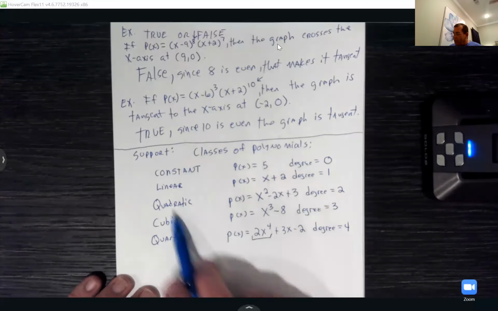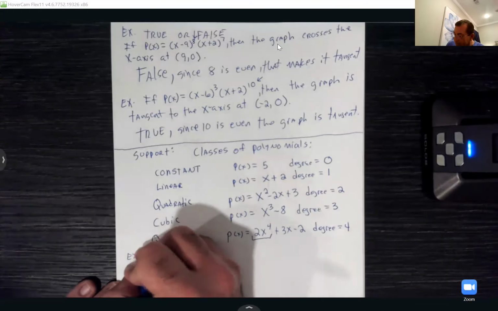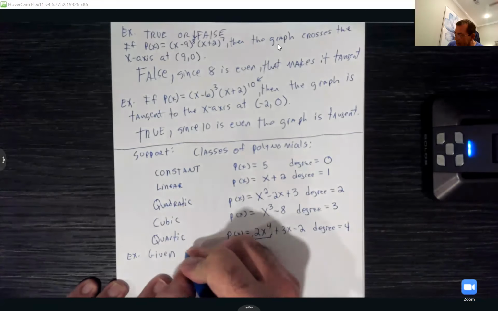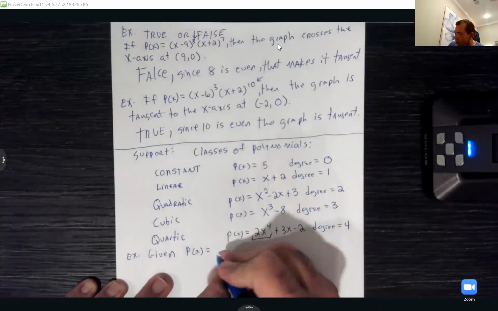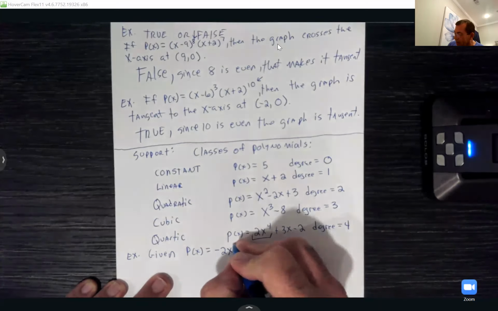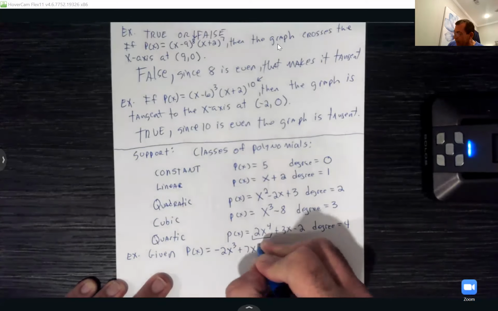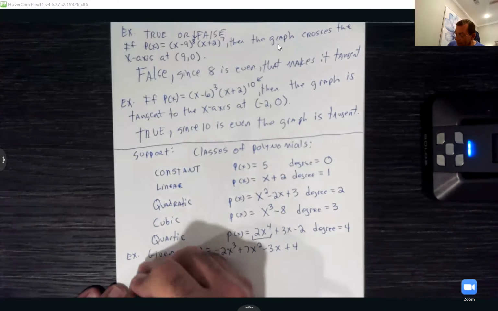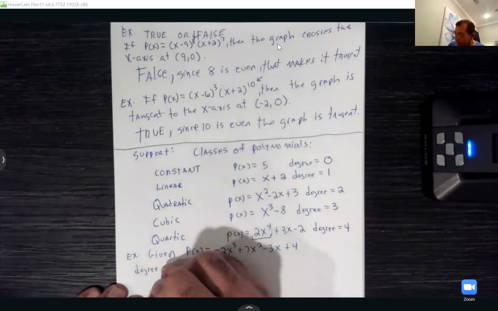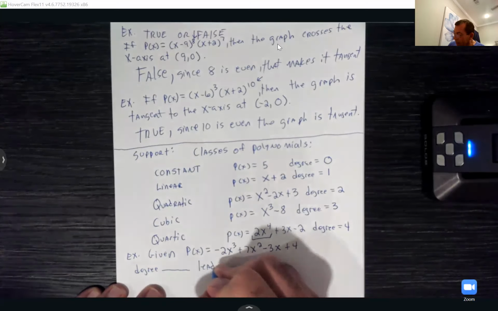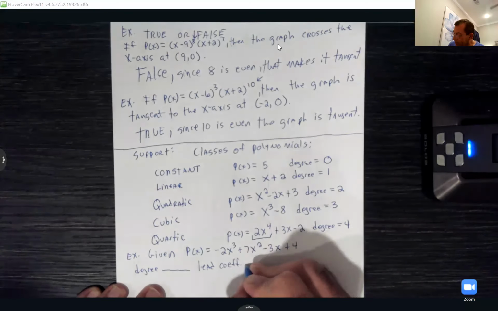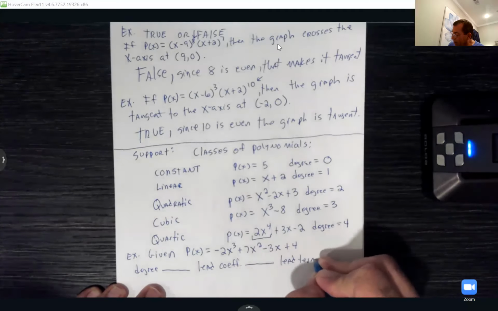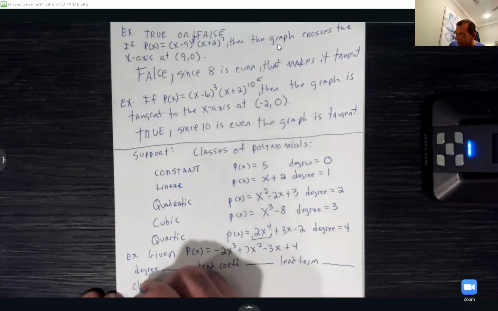So y'all, that's what they'll sort of do. So an example of a support question, they might do something like this. Given P of X equals negative 2x to the 3rd plus 7x squared minus 3x plus 4. They want to know the degree, the lead coefficient. We'll even do the leading term. And then we'll classify it.